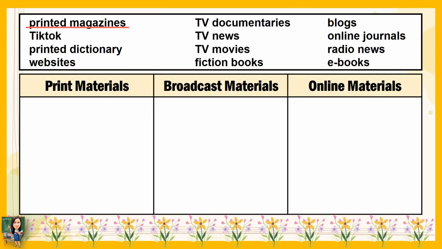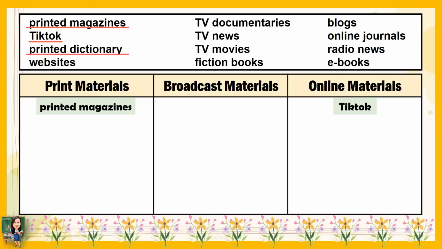Printed magazines. Is it print, broadcast, or online? Very good. Printed magazine is a print material. Next, TikTok. Is it print, broadcast, or online material? Very good. TikTok is an online material.